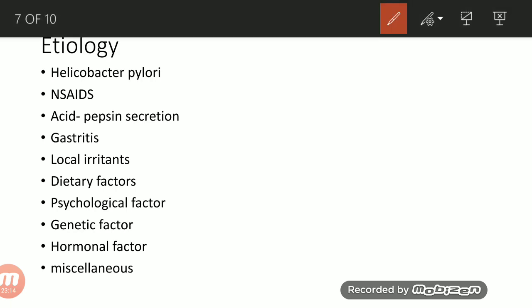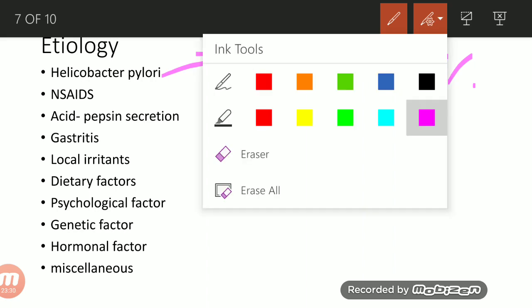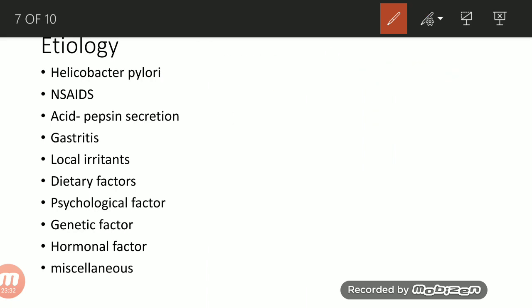So Helicobacter pylori is a gram-negative bacteria, and it has been seen that 15 to 20% of people suffering from Helicobacter pylori generally develop peptic ulcer. Second is NSAIDs.